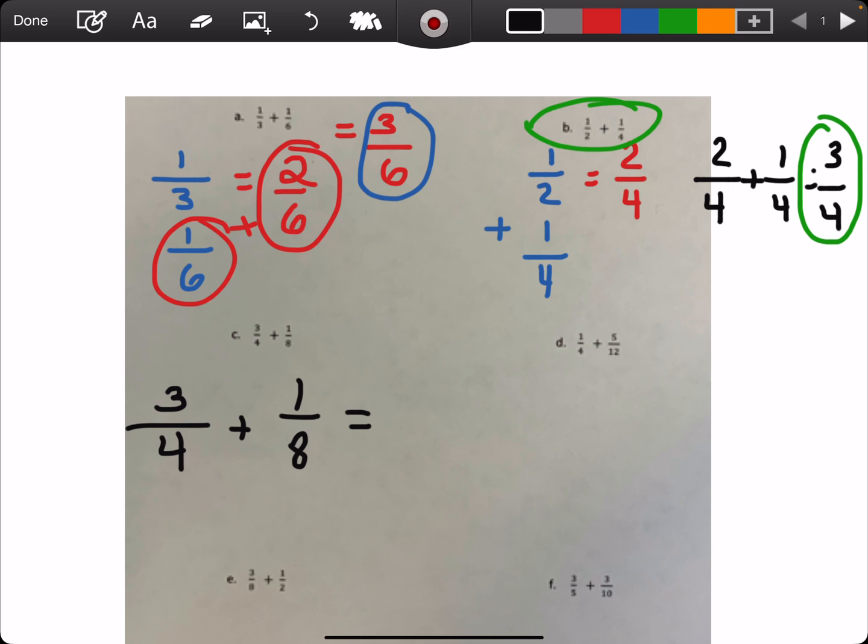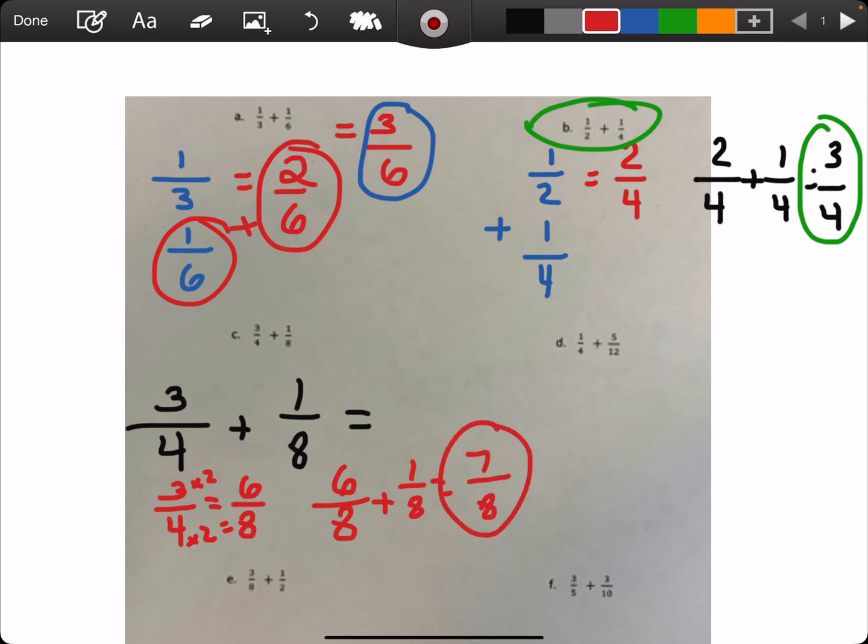So how does 3/4 become how many eighths? Well, hopefully you're seeing now that double 4, you get 8, or 4 times 2 equals 8. So then you have to do 3 times 2 equals 6. So now you have 6/8. So really what you're saying is 6/8 plus the 1/8 equals 7/8. That is your answer.